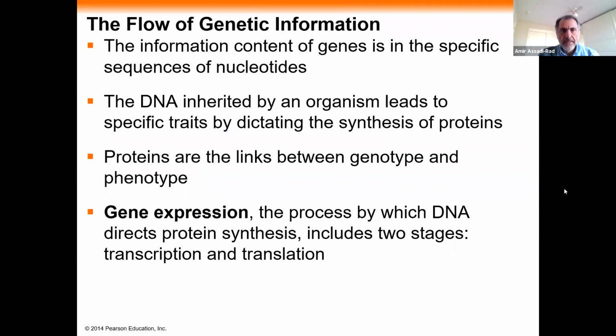So let's move on. The flow of genetic information, the information content of genes, we talked about this. The DNA inherited by an organism leads to a specific trait by dictating the synthesis of protein molecules. Okay, we talked about that last time. Proteins are the link between the genotype and phenotype. Right. So if the color of my eye is blue, then that is a phenotype. Blue is a phenotype, but the genes said that this has to be blue. Remember we talked about that.